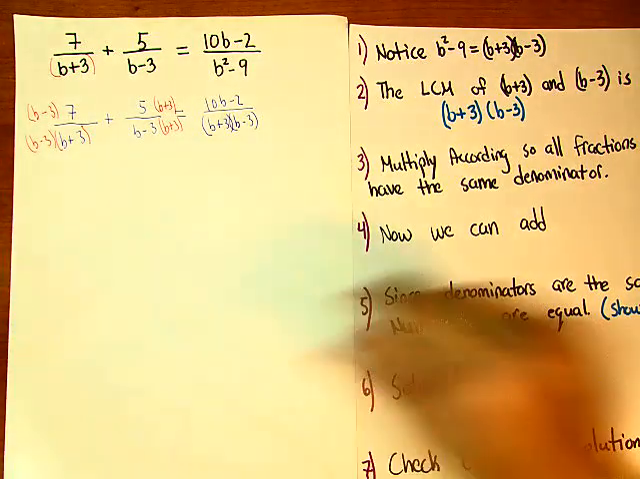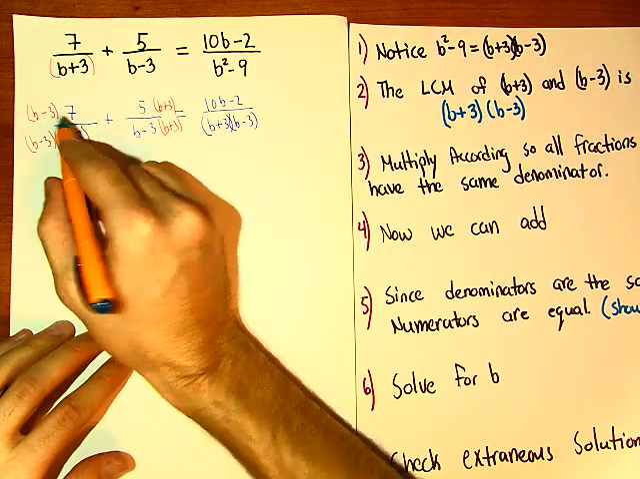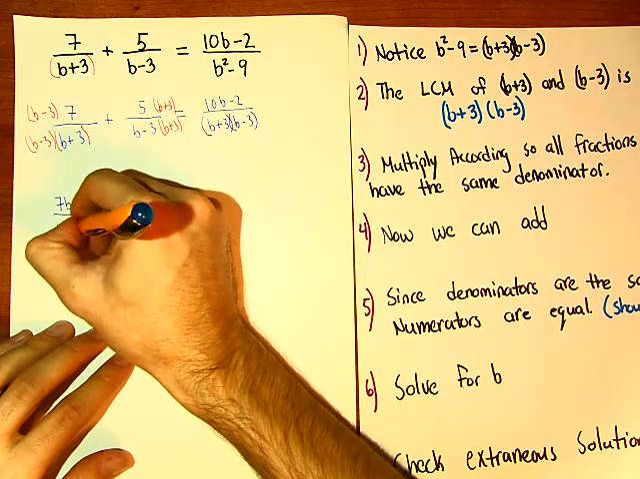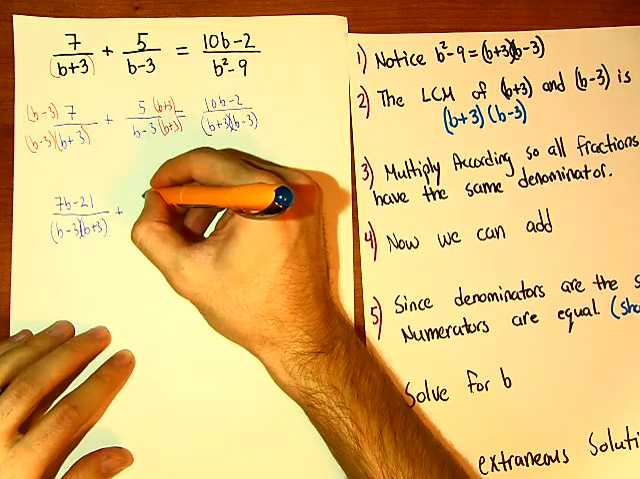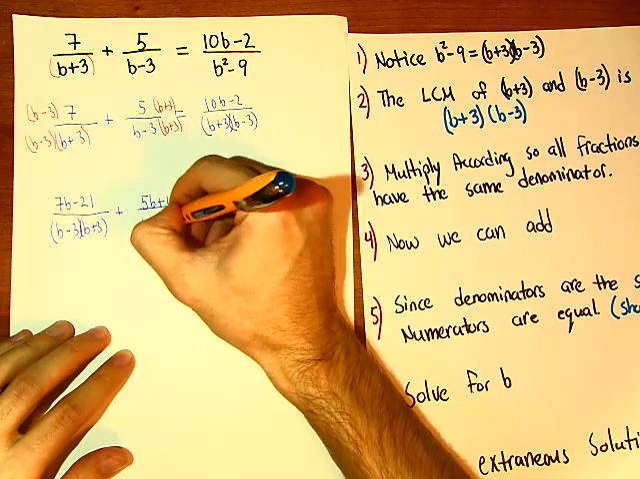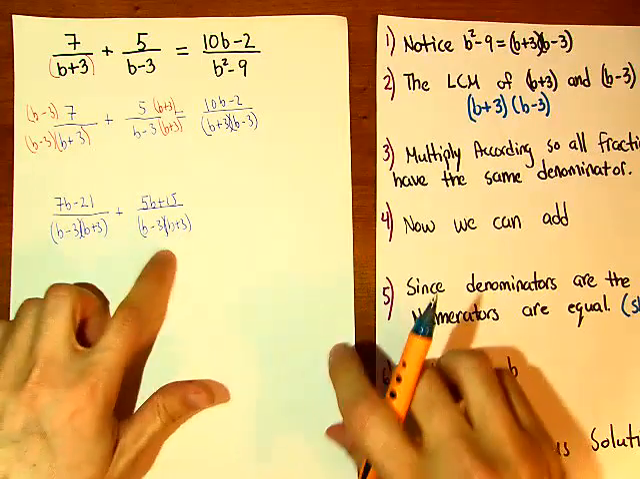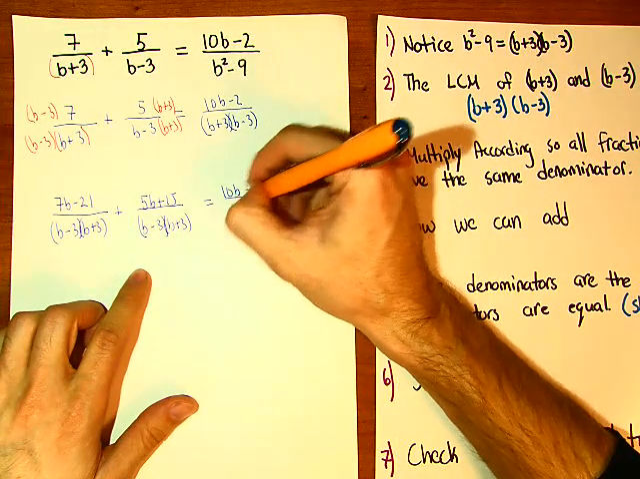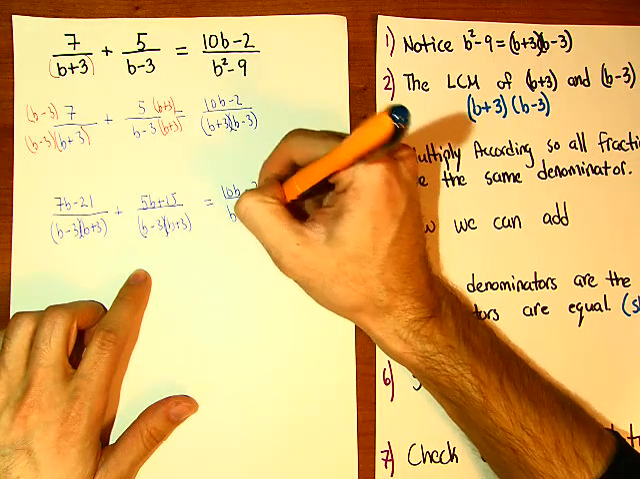So here, what can we do now? Well, let's see, what's b minus 3 times 7? Well, that's 7b minus 21 over b minus 3, b plus 3, right? Plus 5b plus 15 over b minus 3, b plus 3. And remember, no need to multiply these out, you don't need to. It is equal to 10b minus 2 over b plus 3, b minus 3.